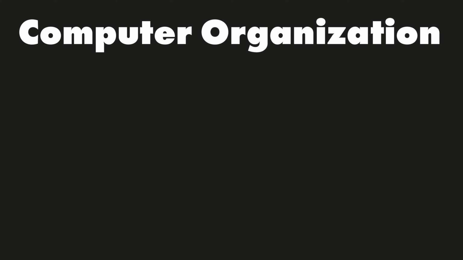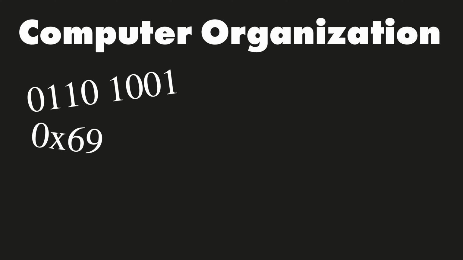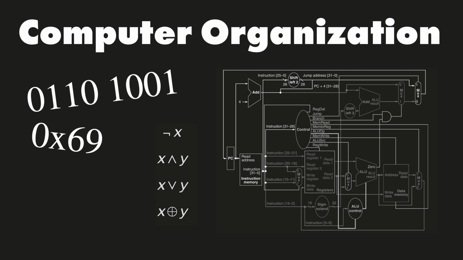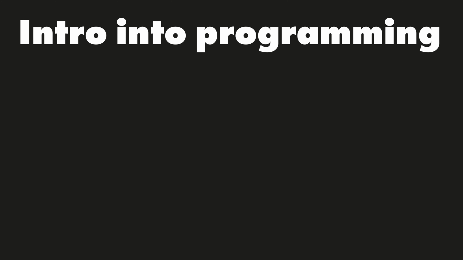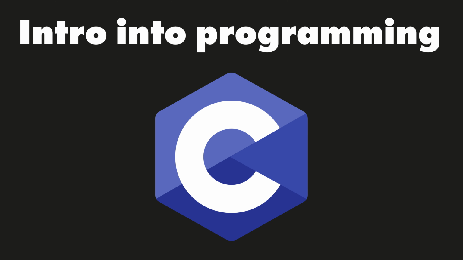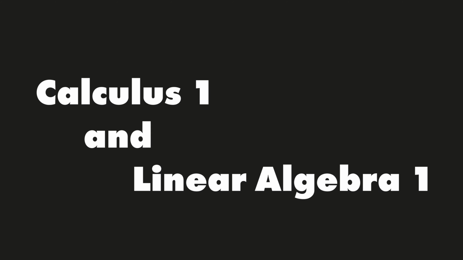For example, computer organization, where you cover the fundamental technology of computers, like the binary and hexadecimal system, Boolean logic, and the basics of a single core processor. Then there also is introduction to programming, where you learn to code in C and about sorting algorithms, and also Calculus 1 and Linear Algebra 1. All of those are fundamentally important courses in both programs.